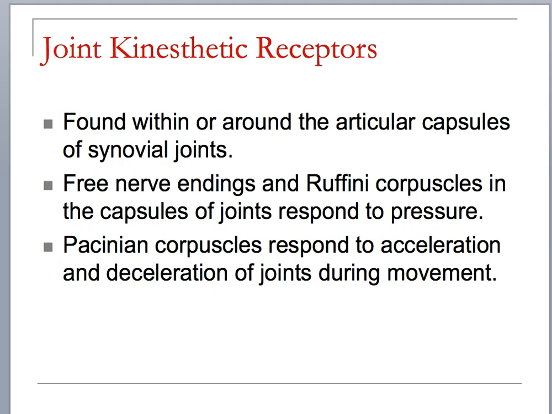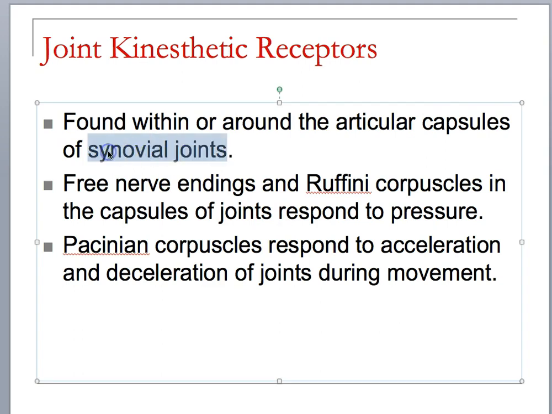Those joint kinesthetic receptors are found inside the articular capsule of joints inside the body. And maybe you know what a synovial joint is, but if you don't, worry about it. We'll then also use Ruffini corpuscles as well as Pacinian corpuscles that are going to respond to acceleration and deceleration of joint movement. So your body knows when you're moving your arms and knees and hips faster as you're sprinting.